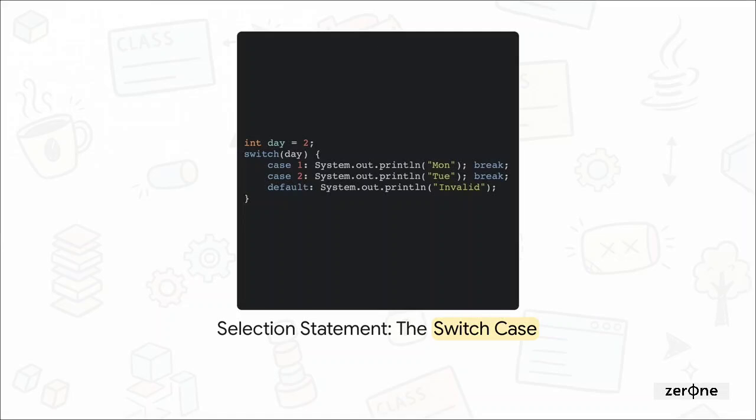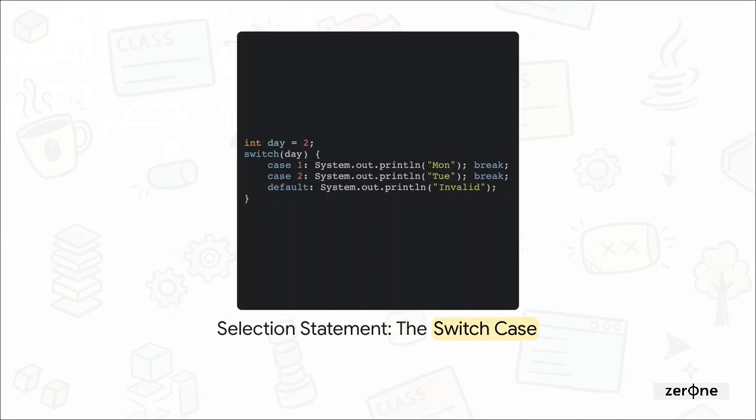Beyond just manipulating data, we need control flow. Here's a selection statement known as the switch case. It is a much cleaner alternative to writing a massive, ugly wall of if-else statements. You pass in a variable, say day equals 2. The program jumps directly to case 2 and prints 2 for Tuesday.